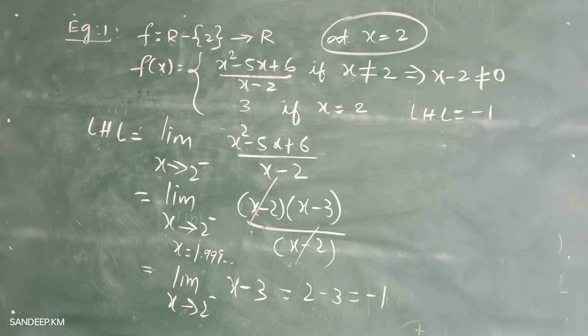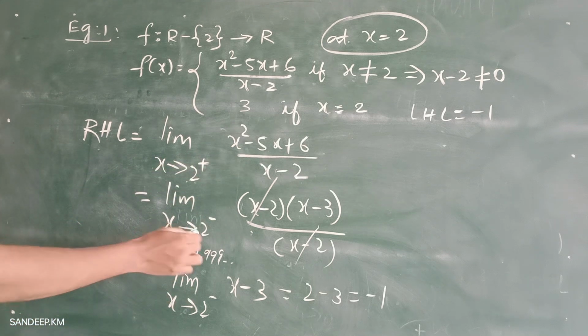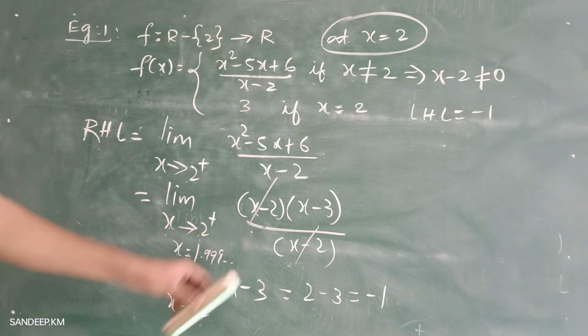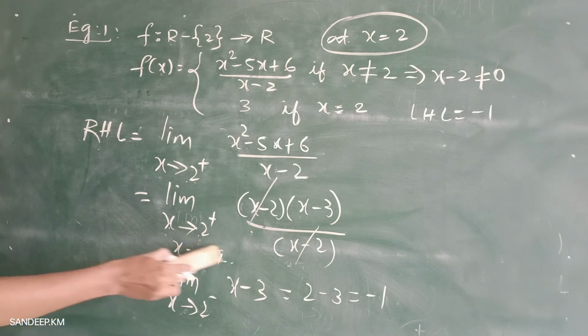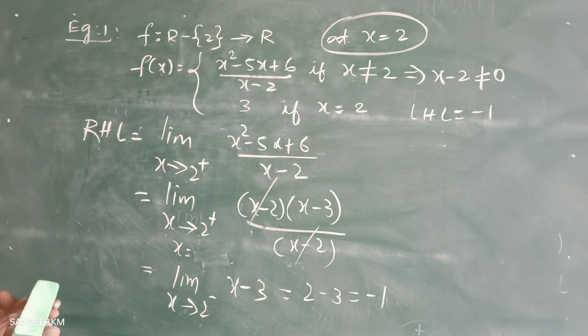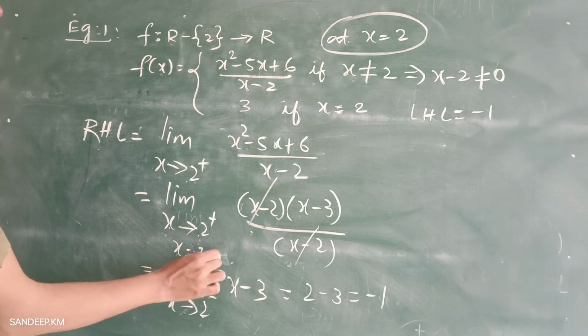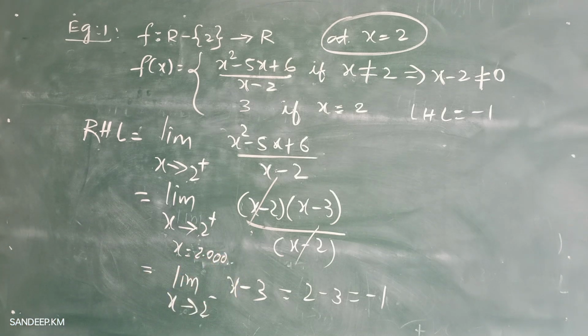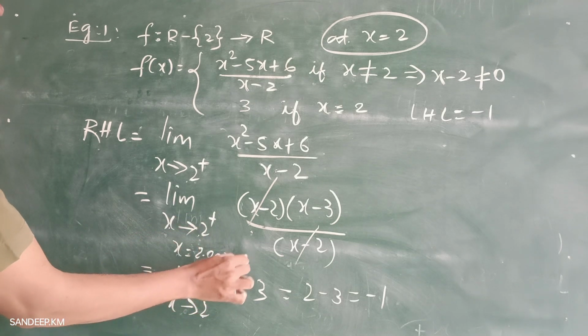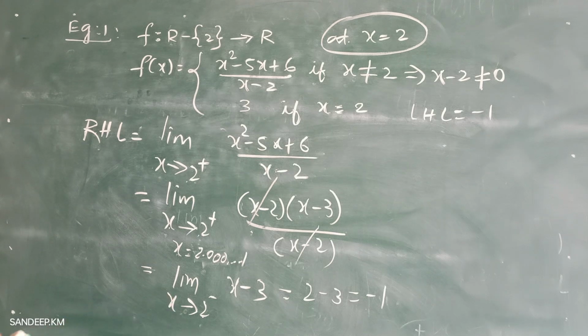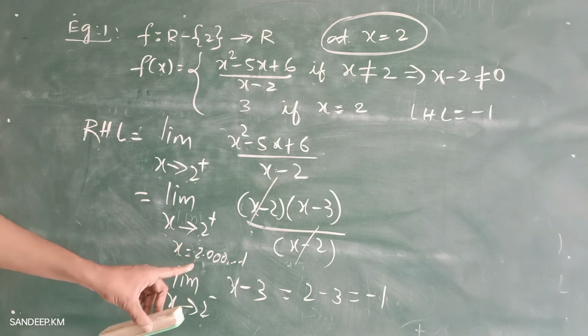Similarly, you can try what is the RHL, right hand limit. It's very easy. x approaches 2 plus, same function. Once again, when x is approaching 2 from the right side, its actual value is 2.000 something. Correct or not? It is not exactly 2. It is 2.00001 something like that. x is not exactly 2 now.